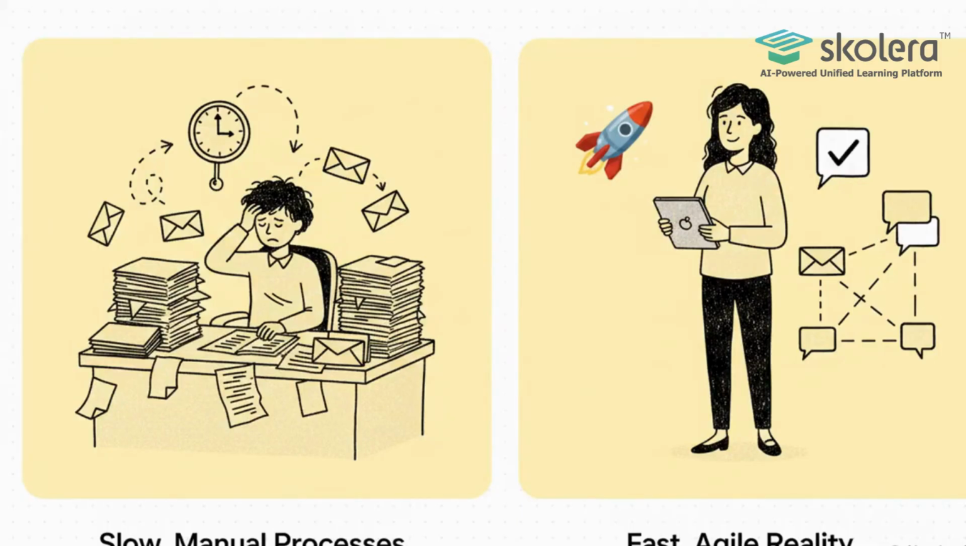Just look at the stark contrast between the past and the future of school operations. Yesterday's schools were bogged down by painfully slow manual processes. We're talking endless data entry, totally disconnected parent emails, and that time-consuming grading that literally eats up your entire weekend. But tomorrow's agile reality replaces all that friction with automated student registration, real-time notification systems, and rapid electronic assessments. It's a fundamental, game-changing shift in how a school functions on a day-to-day basis.